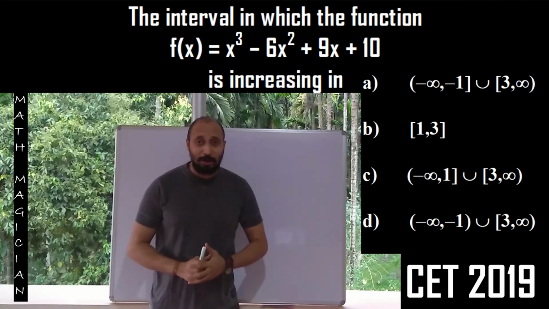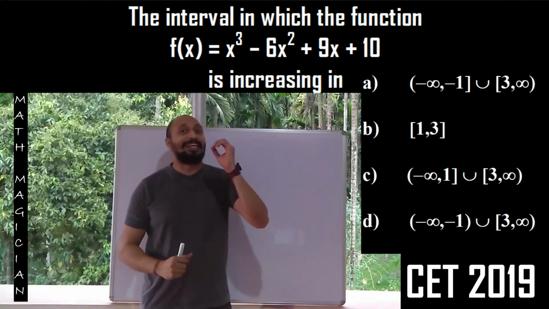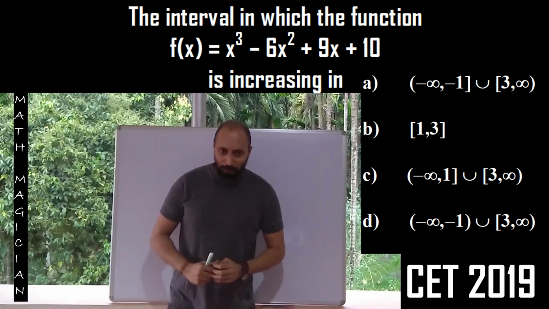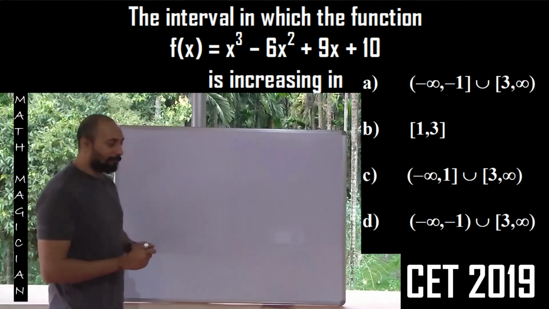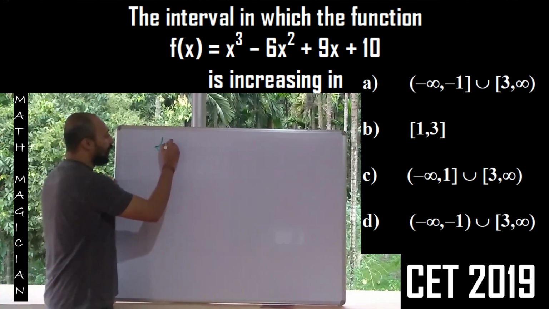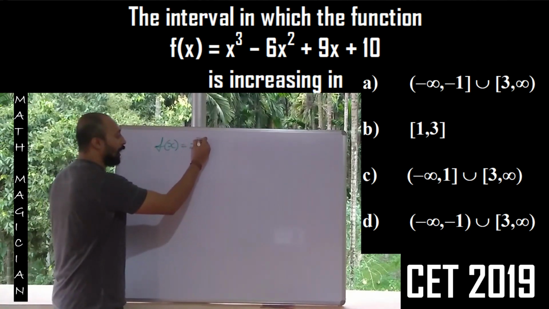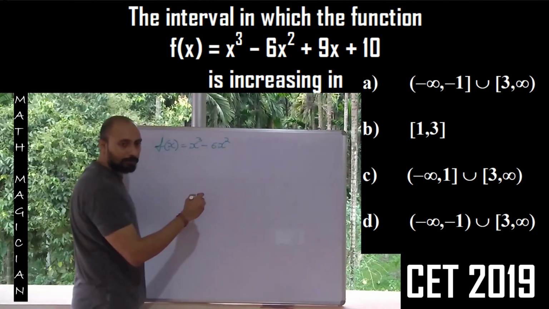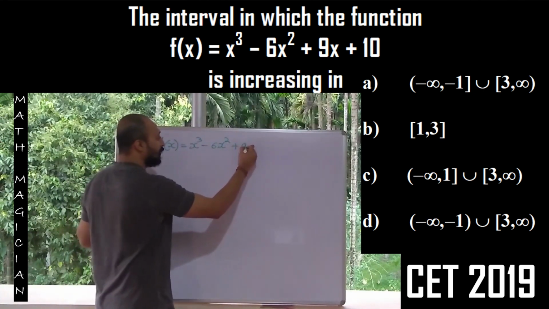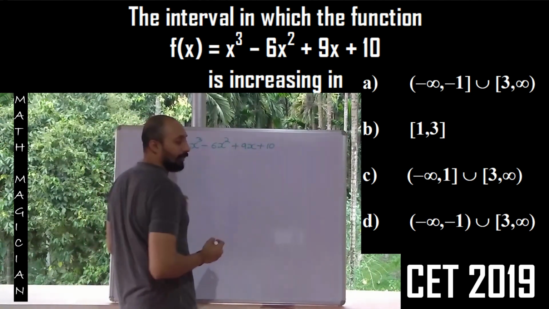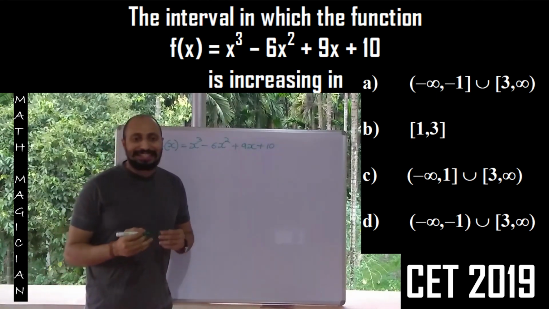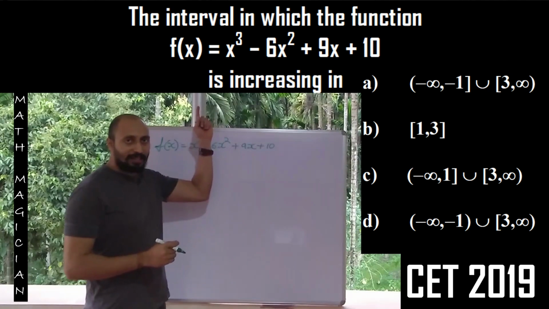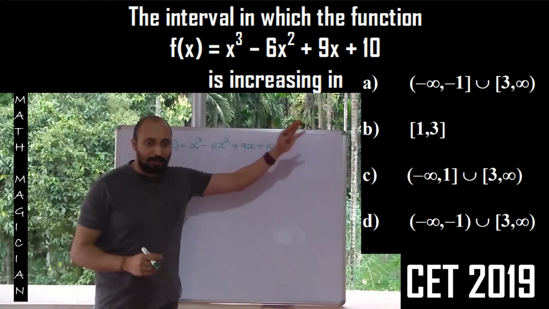The second question of 2019 is here, and it is on increasing and decreasing functions. They have given the function f of x is equal to x cube minus 6x square plus 9x plus 10. This function is increasing in which of the options?